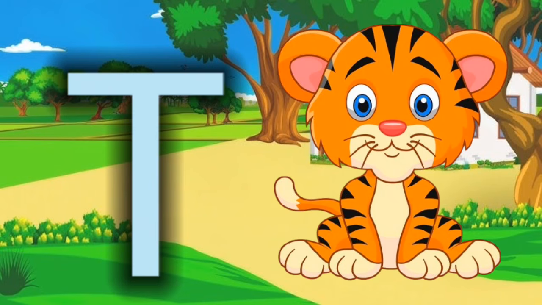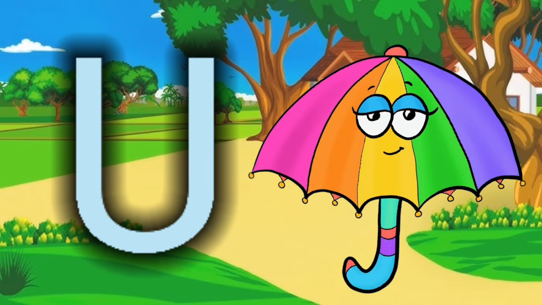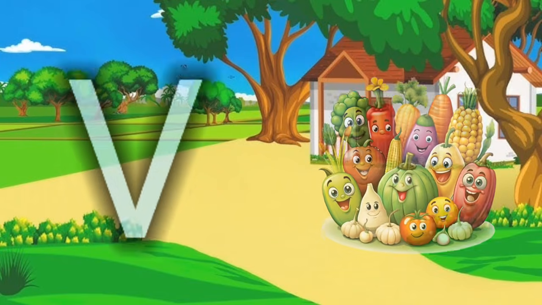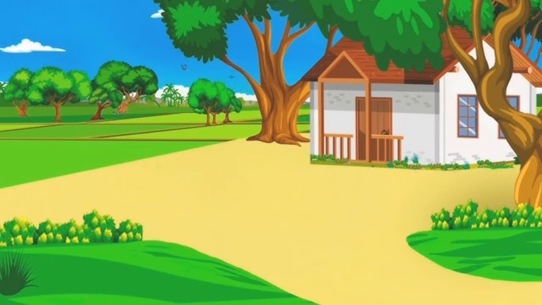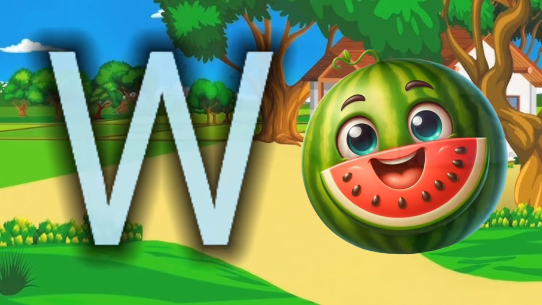T. T for tiger. U. U for umbrella. V. V for vegetable. W. W for watermelon.